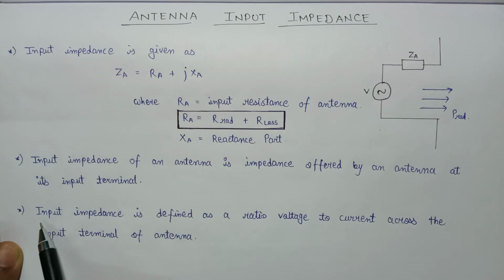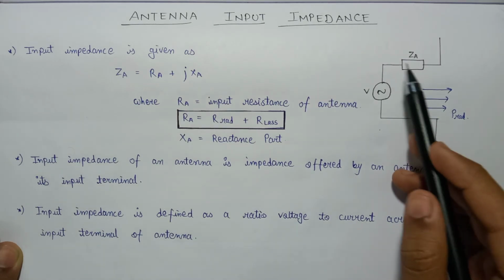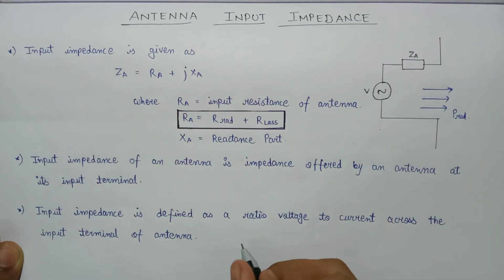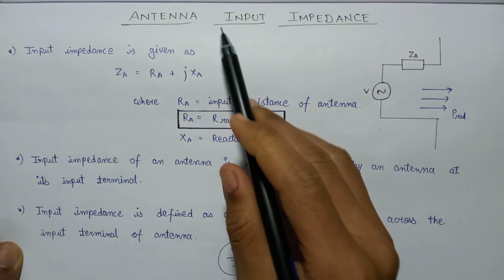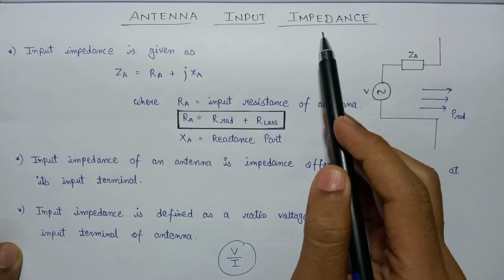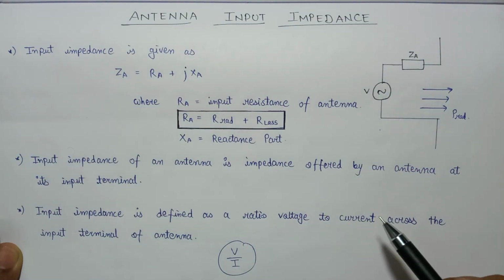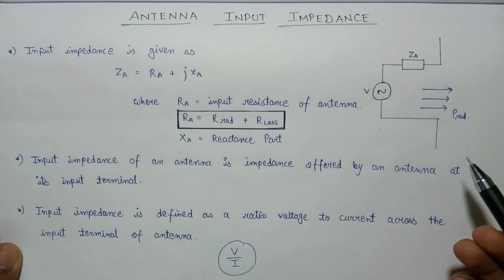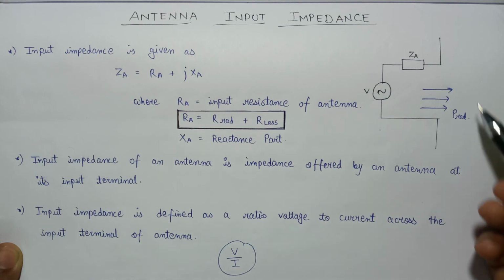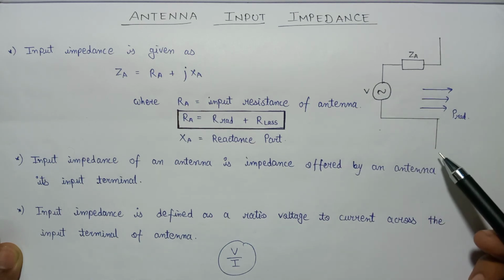Moving on to the next point, antenna input impedance is defined as the ratio of voltage to the current across the input terminals of an antenna. So here is the input section of an antenna, and the ratio of V over I is nothing but the antenna input impedance. So this is all about antenna input impedance and its basic introduction with the help of this diagram of a transmitting antenna.